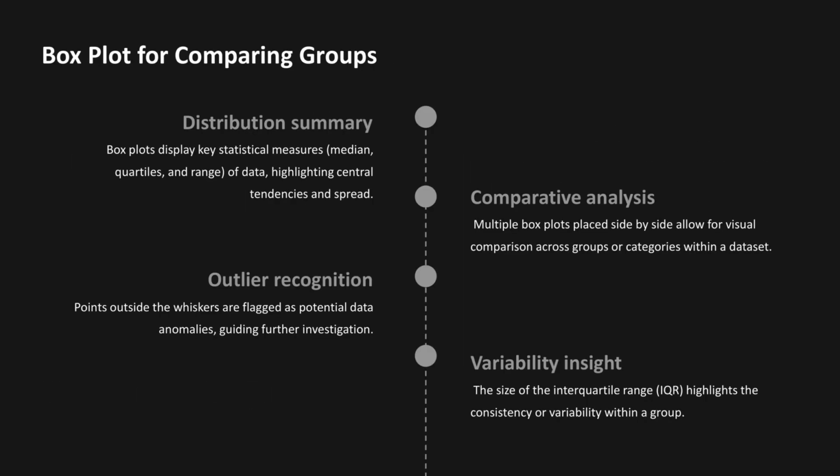Box plots provide a compact summary for comparing groups by displaying medians, quartiles, and ranges. They highlight distribution differences and interquartile range as a measure of variability, flag points outside the whiskers as potential outliers, and make it easy to compare multiple groups side by side for relative consistency and spread.